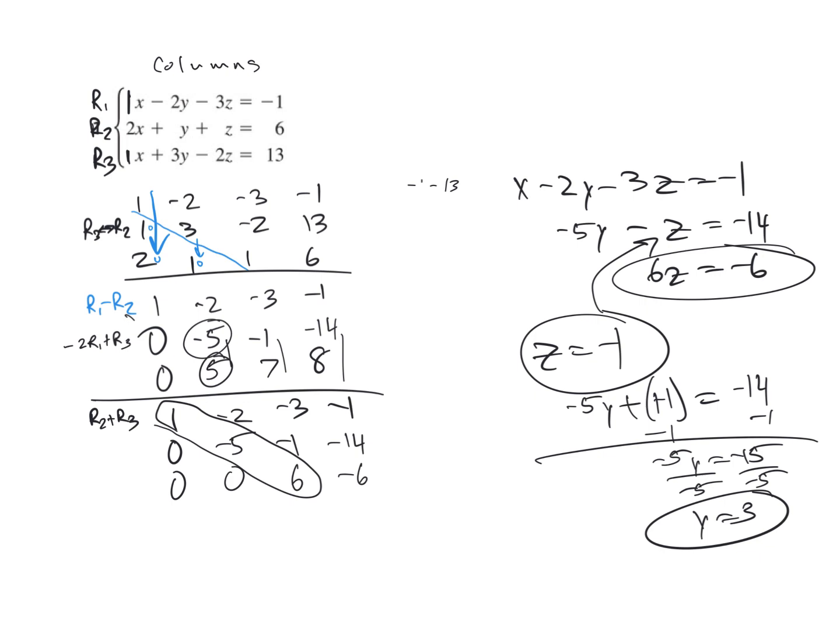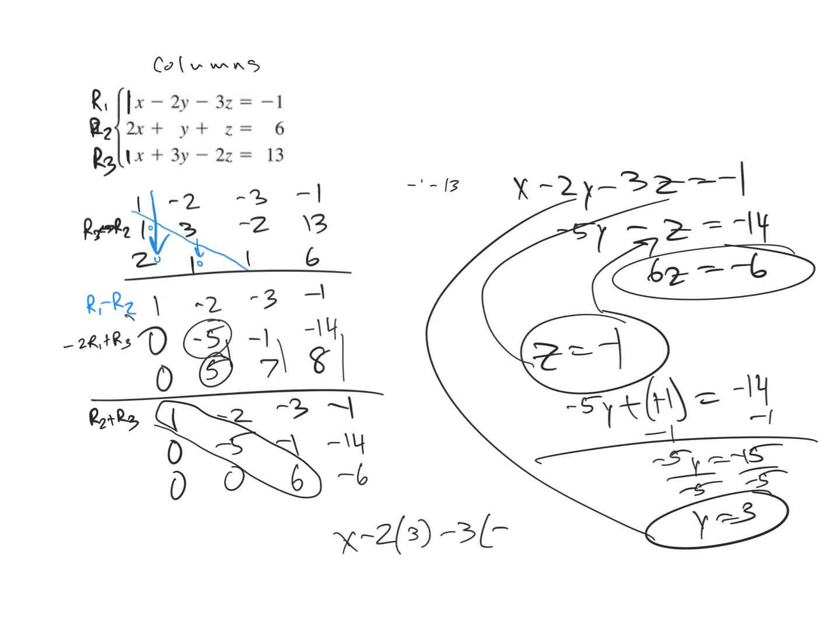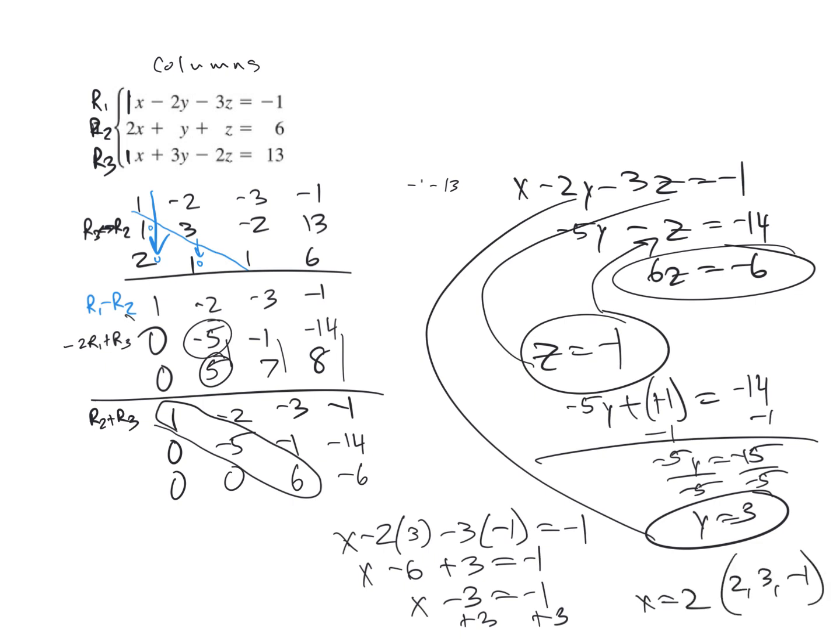So now we plug both of those into the correct positions. x minus 2 times y minus 3 times z equals -1. So x minus 6 plus 3 equals -1, or x minus 3 equals -1. Add 3, and x equals 2. So what do we have? 2, 3, and -1. That's our final answer.